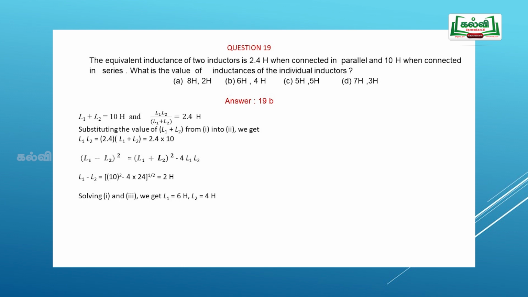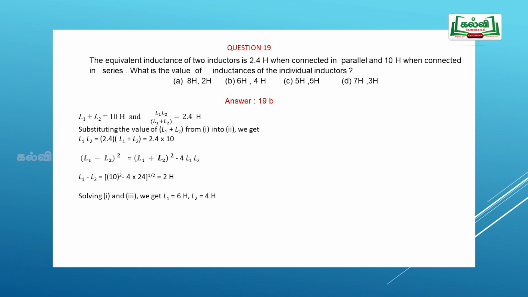I hope you have understood what I am trying to convey. Now this is a very simple, easy problem. Here L1 plus L2 is given, connected in series. Then connected in parallel, L1 L2 by L1 plus L2 is also given. You have to solve and find out L1 plus L1 L2 from this: 2.4 into L1 plus L2, 2.4 into what is L1 plus L2 into 10.